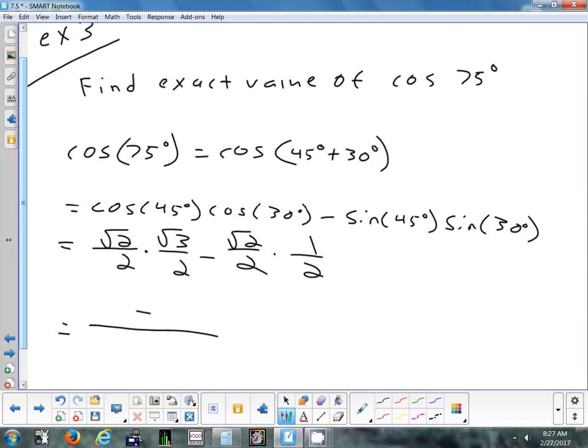So we can really do all this in one step. What's the denominator going to be? That's 4, right? You're going to get 4 in the first part, 4 in the second. What about the first term in the numerator? Square root of 6. And the second term? Square root of 2.